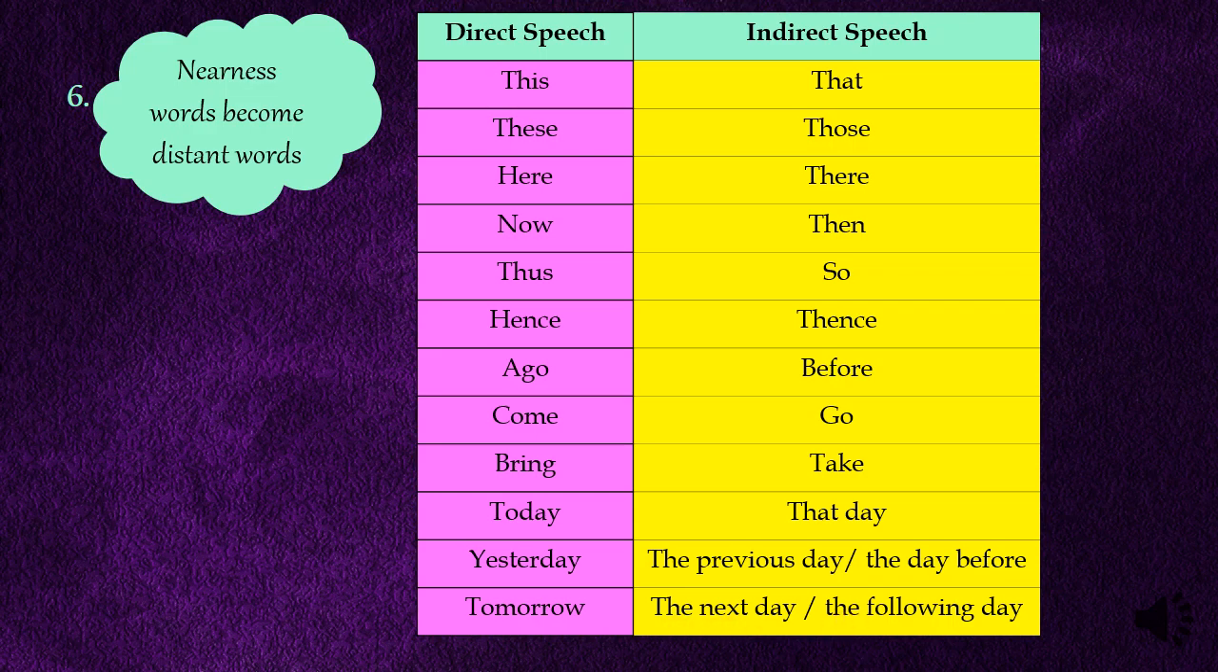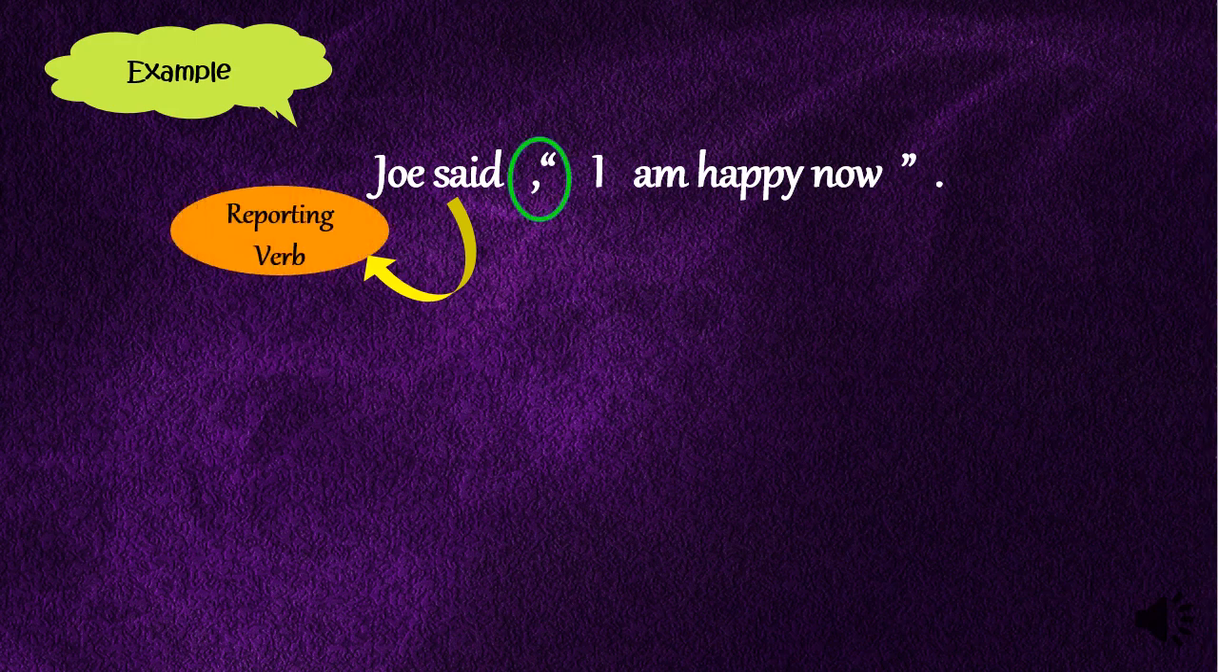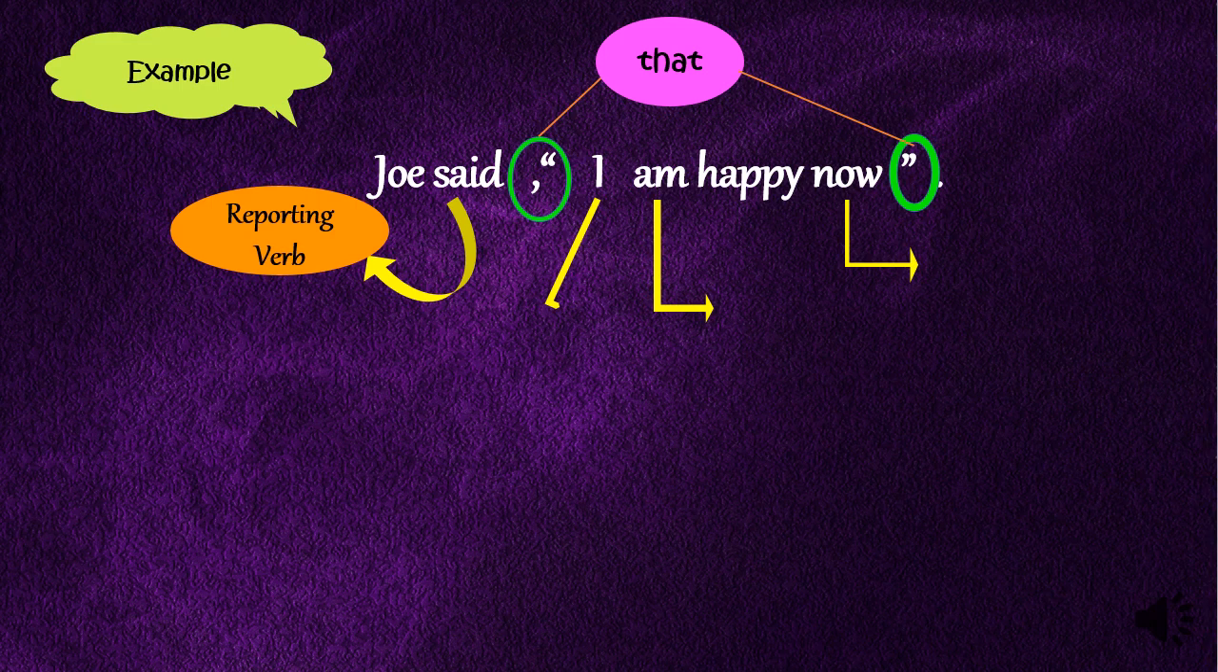Hope you understand. So let's consider this example. Joe said, "I am happy now." Said is the reporting verb. Comma, open quotes, close quotes. Pronoun I, verb am, near adverbial now are the changes that we need to make. So, comma, open quotes, close quotes has to be removed and substituted with that. This is the conjunction which we will be using.